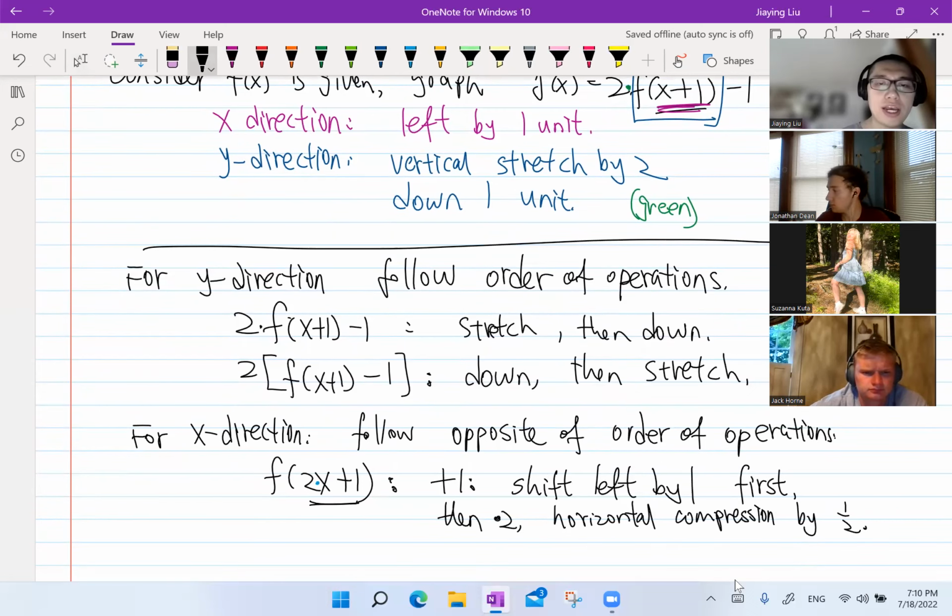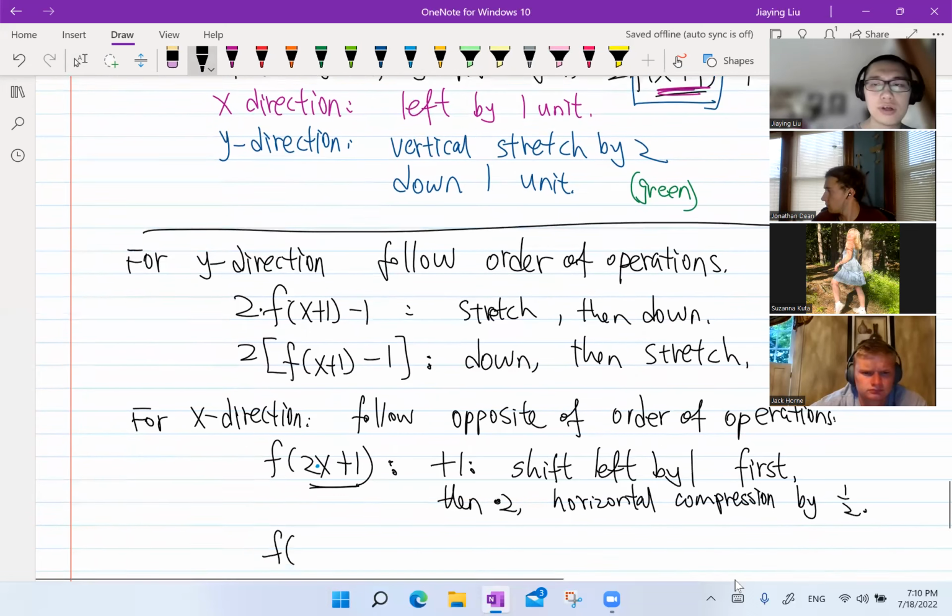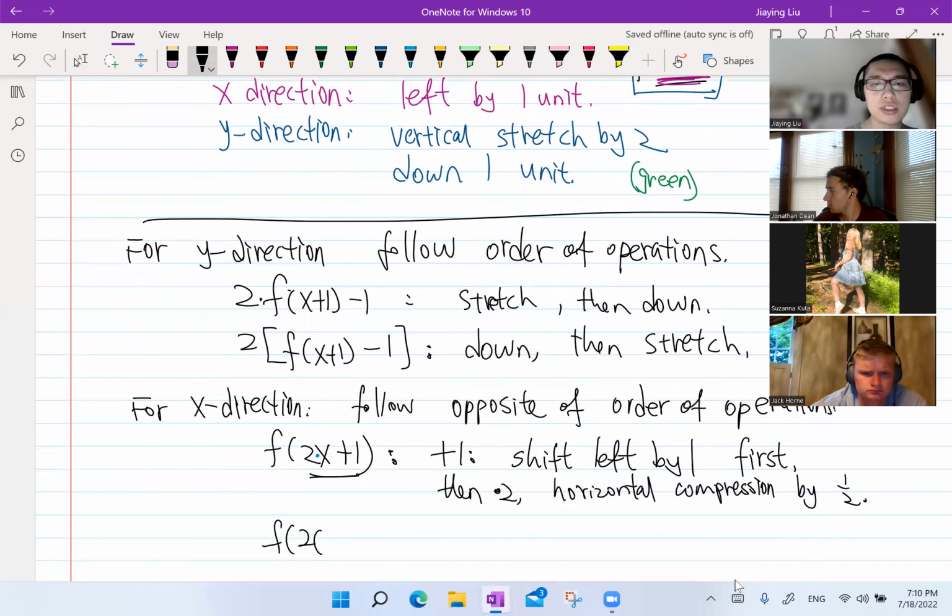Another example, if I have f of 2, so f of (2x plus 1). If it's written in this way, you probably think, okay, we have to do the parentheses first, x plus 1, and then we have to multiply by 2. No, we actually do the opposite. We do the multiplication and then the parentheses.